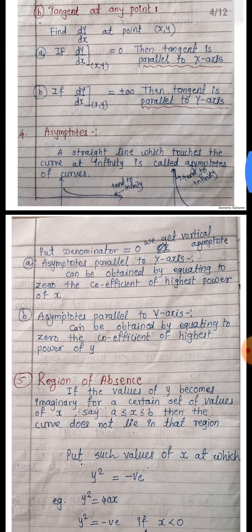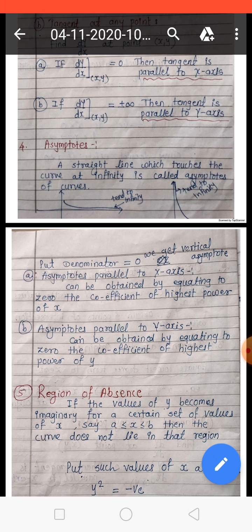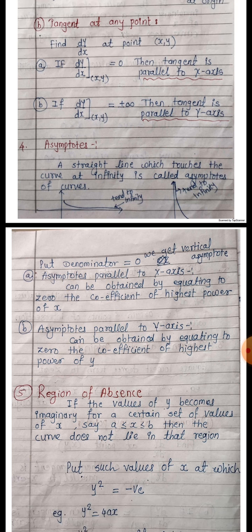Now, tangent at any point. If we have any other point than the origin, then we find tangent at that point. Find dy by dx at point xy. If the value of dy by dx at point is equal to 0, then tangent is parallel to x-axis. And second is, if dy by dx at point xy is equal to plus minus infinity, then tangent is parallel to y-axis.